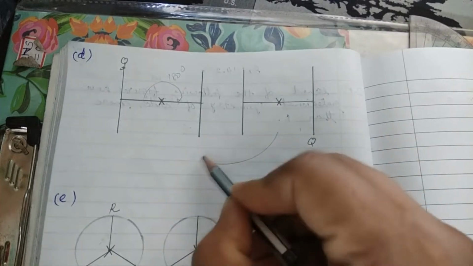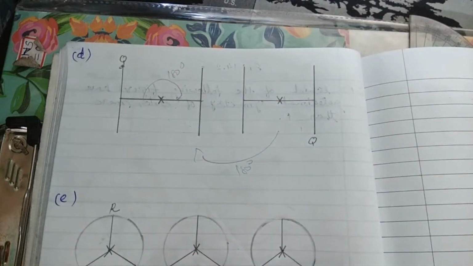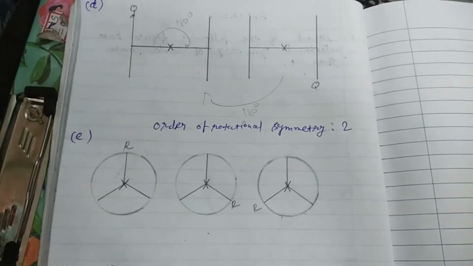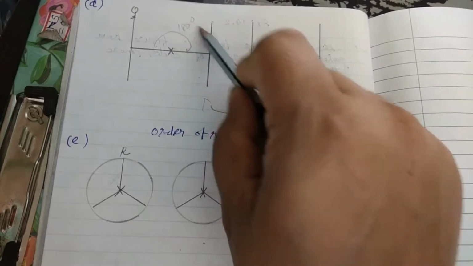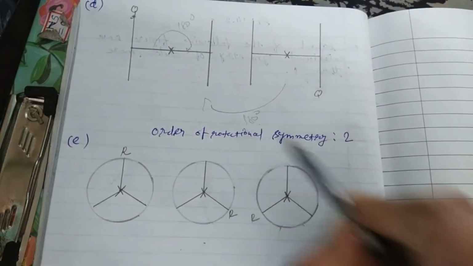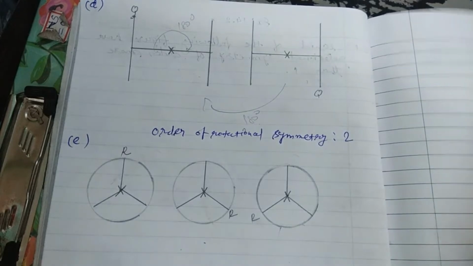Again we will do a 180 degree rotation, we get the original shape. So the order of rotational symmetry for this shape is 2. That is 180 degree rotation once, and then 180 degree rotation again, it is 2. Order of rotational symmetry is 2.